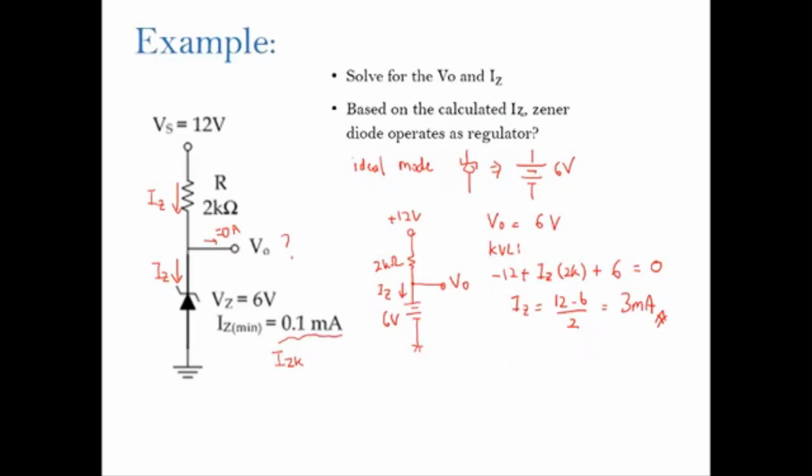Based on the calculated Iz, does the Zener diode operate as a regulator or not? Remember that if the diode is on, it means the diode has a significant current value. So 3 milliampere is quite high. Iz is higher than Iz min. So 3 milliampere is higher than 0.1 milliampere, which means the current is there. So the Zener diode is on. So yes, the diode operates as a voltage regulator. So this is the analysis.